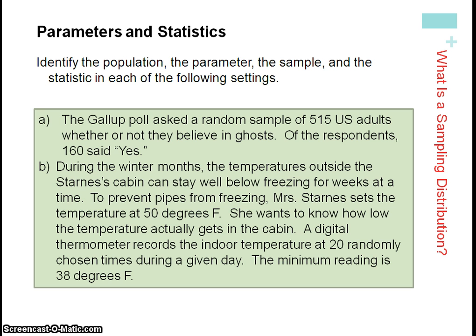Okay, B. During the winter months, the temperatures outside the Starnes cabin can stay well below freezing for weeks at a time. To prevent pipes from freezing, Mr. Starnes sets the temperature at 50 degrees Fahrenheit. Mrs. Starnes wants to know how low the temperature actually gets in the cabin. A digital thermometer records the indoor temperature at 20 randomly chosen times during the given day. The minimum reading is 38 degrees Fahrenheit.